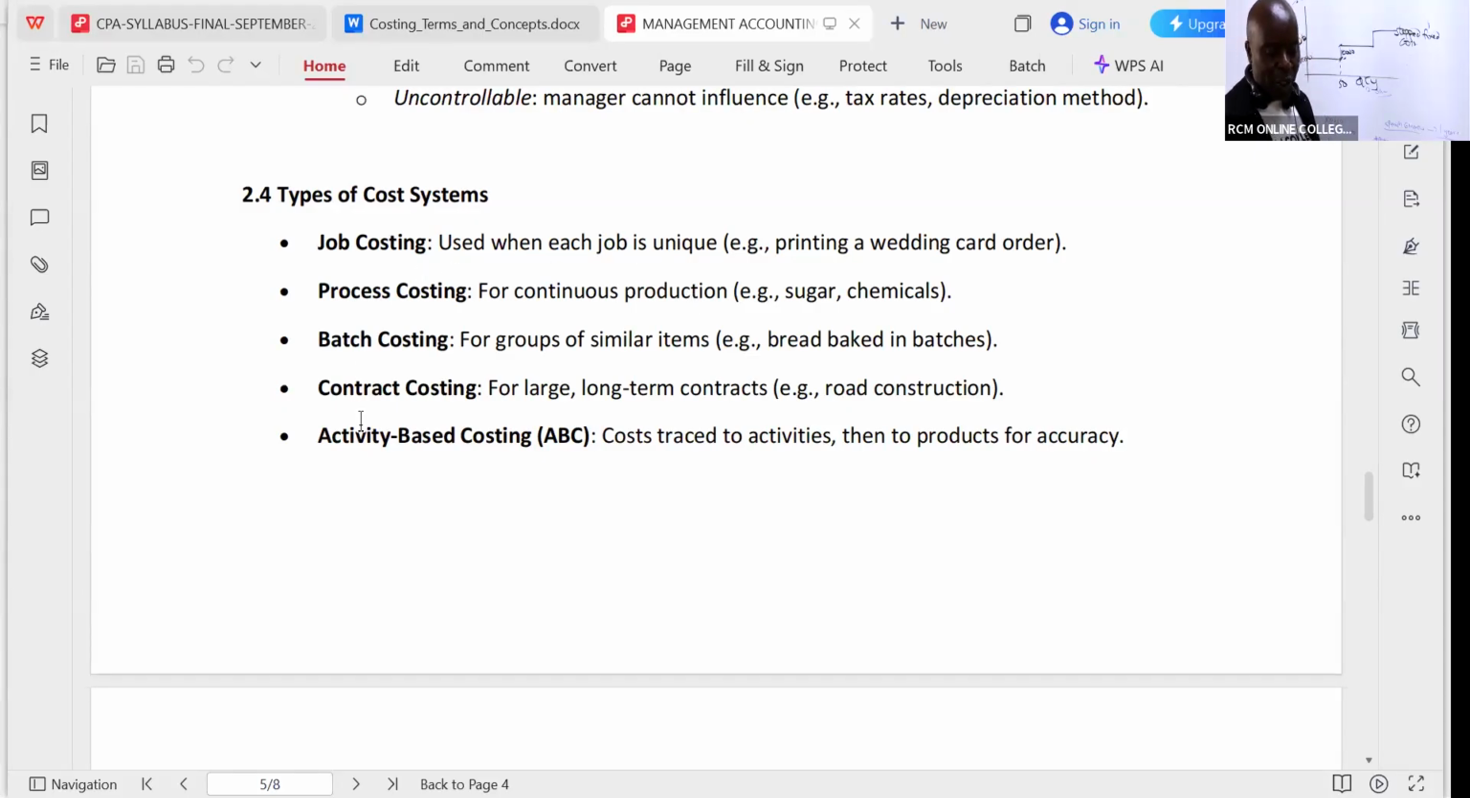Then, if you have a contract like how we make roads and bridges, you should be able to use what we call contract costing for large, long-term contracts, e.g. road construction. Then we have activity-based costing, where we trace cost first to the activities. Which activities do we need to produce this product? We have to do activity number one, set up machine. So first we trace the cost to the activities, and then we move those costs from the activities to the products. So we do cost tracing to activities, then to products, for accuracy. There is a whole topic on activity-based costing, which I'll be doing. So this should not scare you at all.